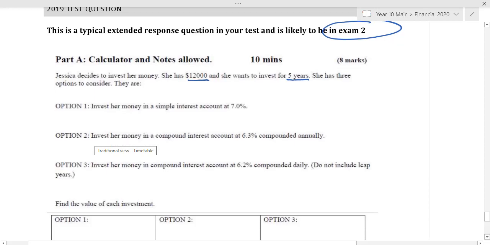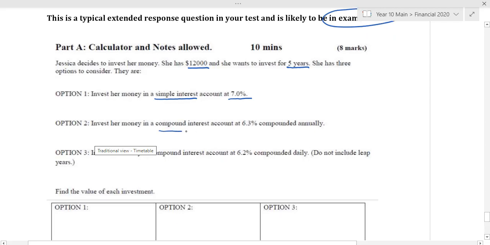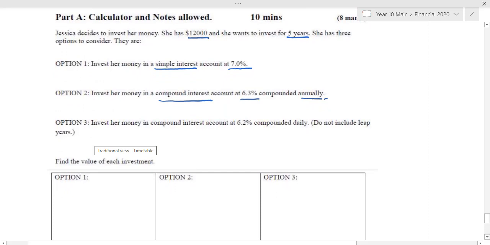So option 1, she invests her money at simple interest. Okay, so that's really important. It's simple interest, so we're not compounding. We can't use the compound interest formula. And it's actually at a higher rate at 7%. Now, we're also looking at another option, option 2. We're looking at compound interest, but it's only compounded annually, and it's 6.3%. And finally, we've got that she invests her money at a slightly lower rate, but it's compounded daily. All right, so let's go look at each of these options.